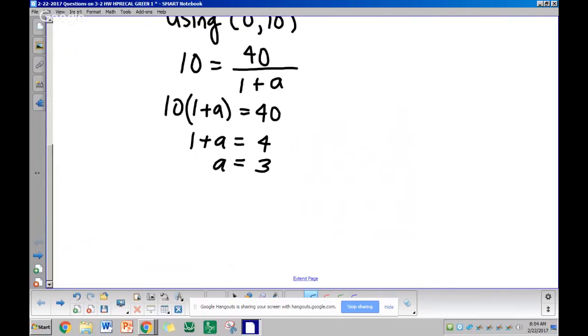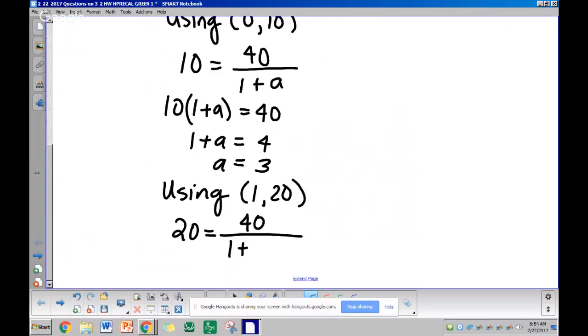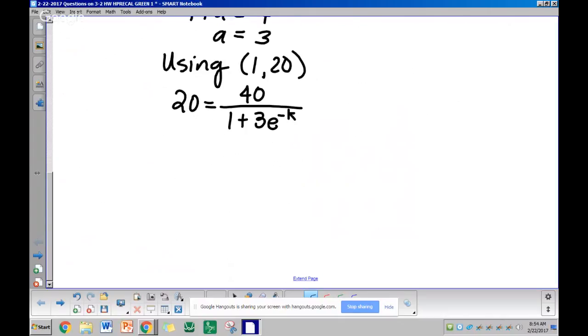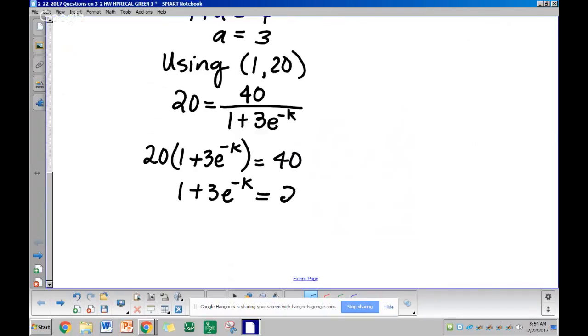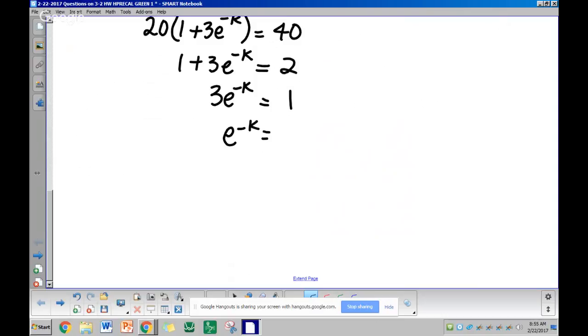So that's good news. Now, using the point 1, 20, I can say that 20 equals C, which I said was 40, over 1 plus, now we said a was 3, so 3e to the negative k, because x is 1. I'm going to cross multiply here and get 20 times 1 plus 3e to the negative k equals 40. I'm going to divide by 20 because that's easy to do. So this will be 1 plus 3e to the negative k equals 2. 3e to the negative k equals 1. e to the negative k equals 1 over 3.